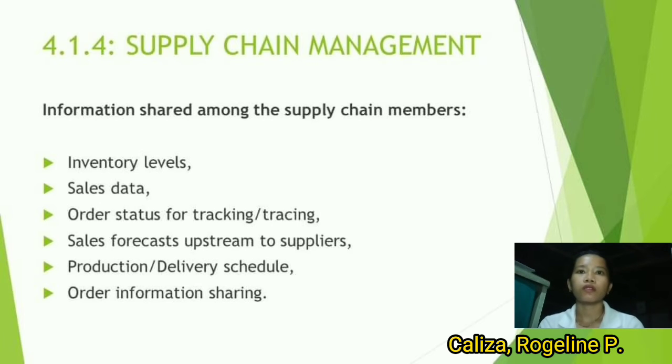And production or delivery schedule is needed to know the time of release from the manufacturer. Order information sharing is needed to know the information about the release of products.